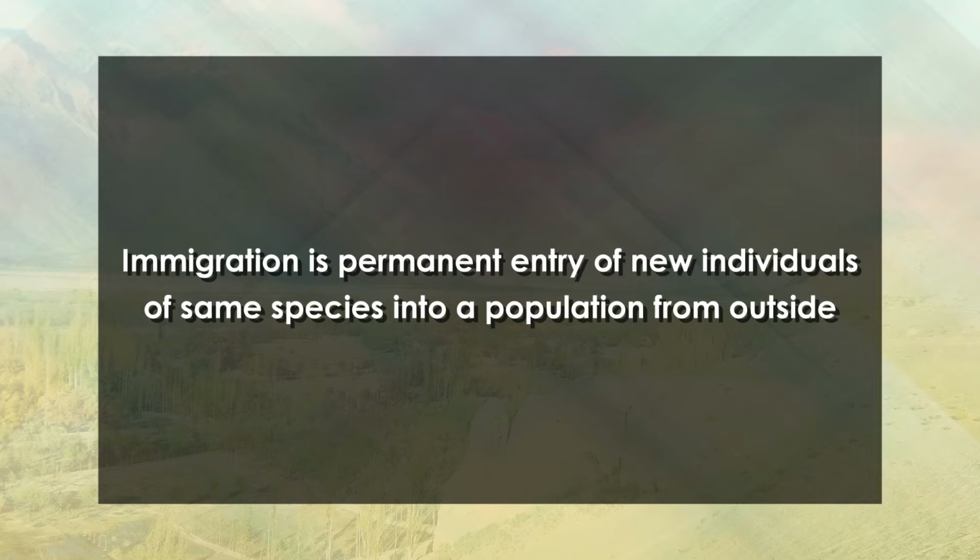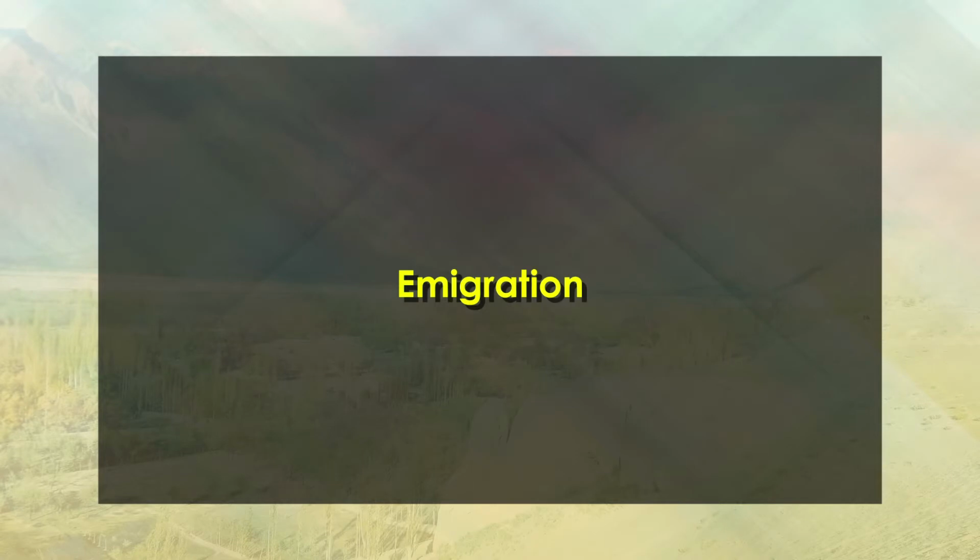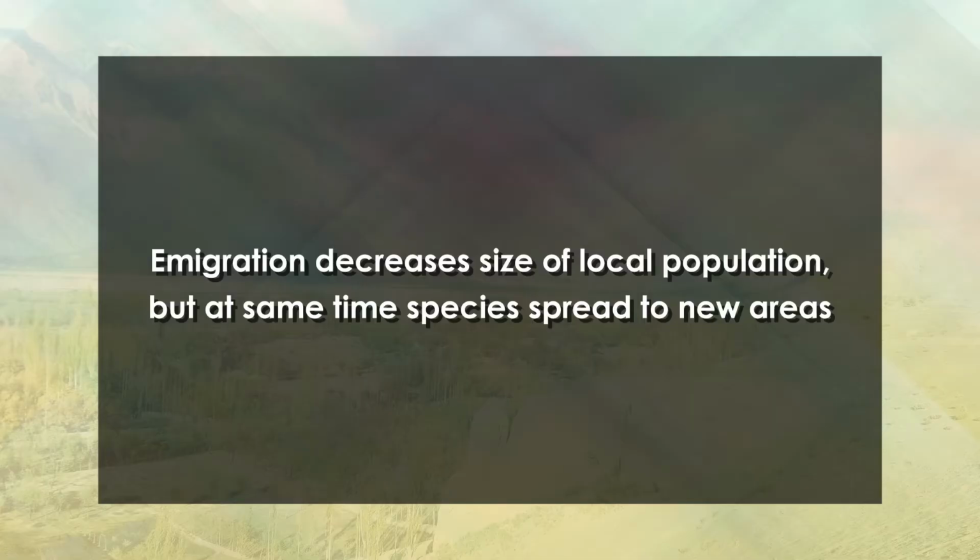Number 5, immigration. Immigration is the permanent entry of new individuals of the same species into the population from outside. It increases the size of local populations. Number 6, emigration. Emigration is the permanent movement or departure of individuals of the same species out of the local population due to several reasons such as lack of food, scarcity of space which leads to overcrowding, etc. Emigration decreases the size of local population, but at the same time the species spread to new areas.